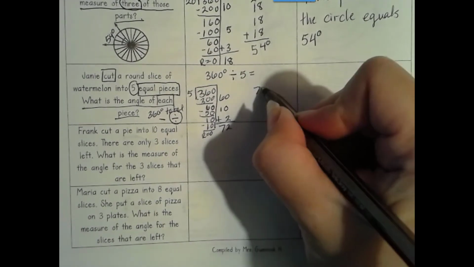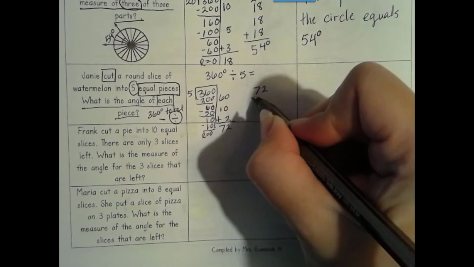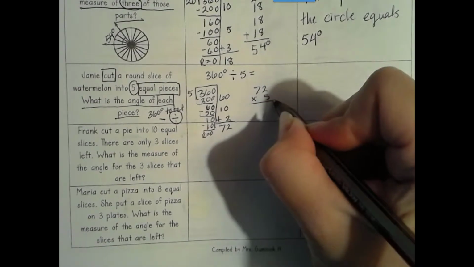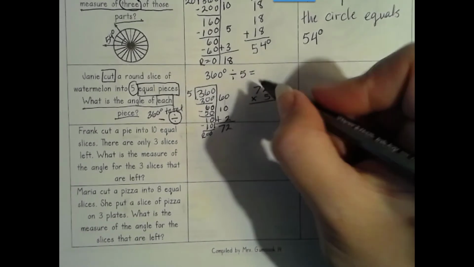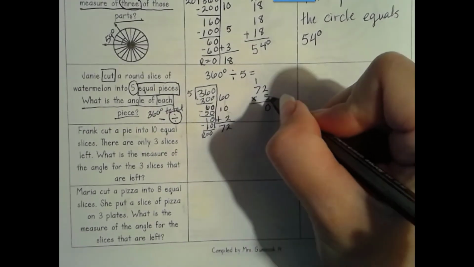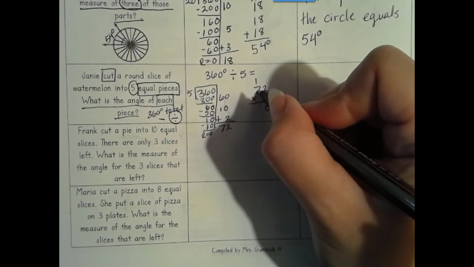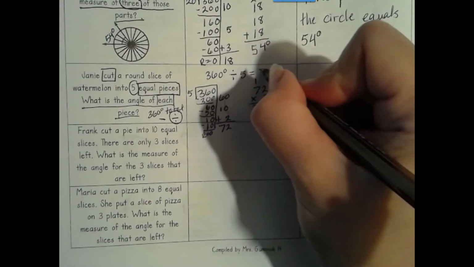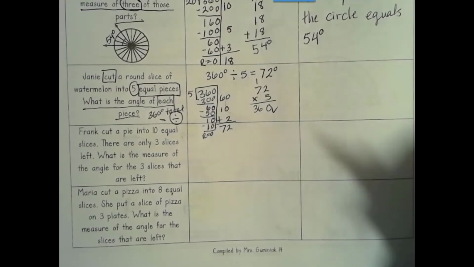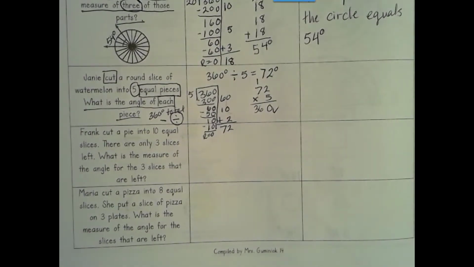We should check though, divisor times quotient plus remainder. Since our remainder is 0, though, we don't have to add it. 5 times 2 is 10. 5 groups of 7 is 35 plus 1 more is 36. That matches. Check. So each one is 72 degrees if they're equal pieces.